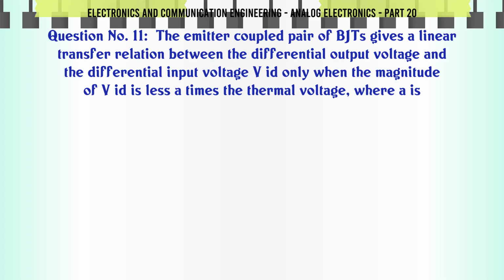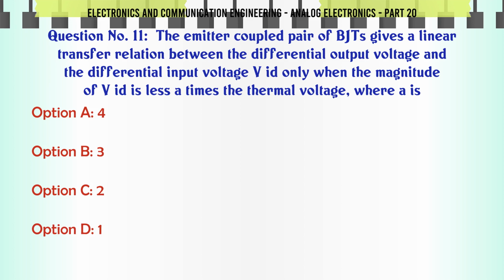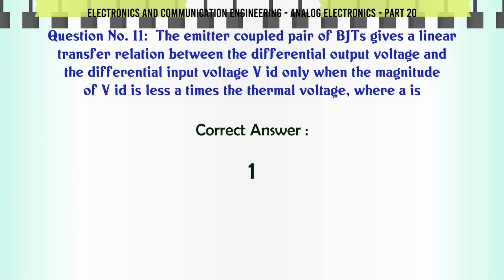The emitter-coupled pair of BJTs gives a linear transfer relation between the differential output voltage and the differential input voltage VID only when the magnitude of VID is less than A times the thermal voltage, where A is A. 4, B. 3, C. 2, D. 1. The correct answer is 1.